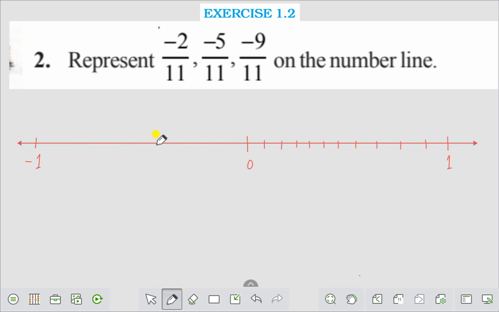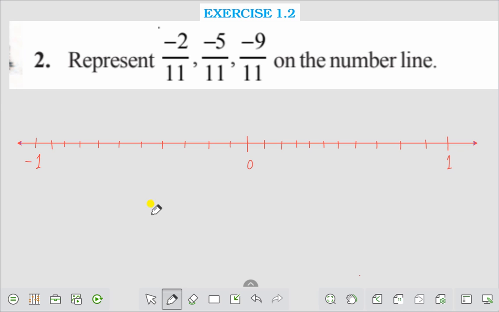Here also we find 11 equal parts. That is 1, 2, 3, 4, 5, 6, 7, 8, 9, 10 and 11, right? 11 equal parts.